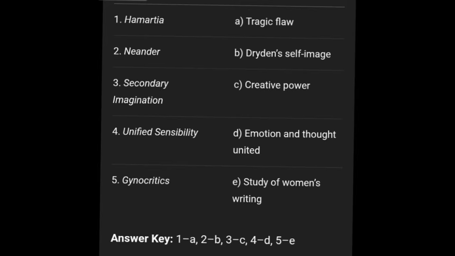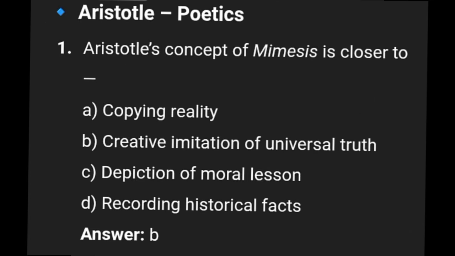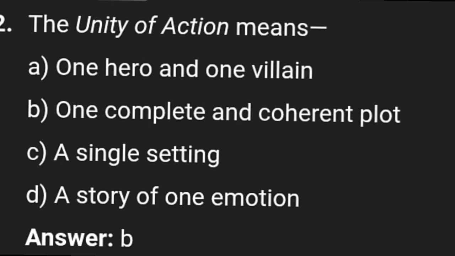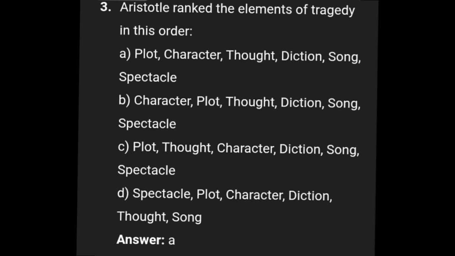Then, Hamartia, tragic flaw. Neander, Dryden's self-image. Secondary imagination, creative power. Unified sensibility, emotion and thought united. Gynocritics, study of women's writings. Then questions from Aristotle's Poetics. Aristotle's concept of mimesis is closer to creative imitation of universal truth. Then the unity of action means one complete and coherent plot. Then Aristotle ranked the elements of tragedy in this order: plot, character, thought, diction, song, spectacle.